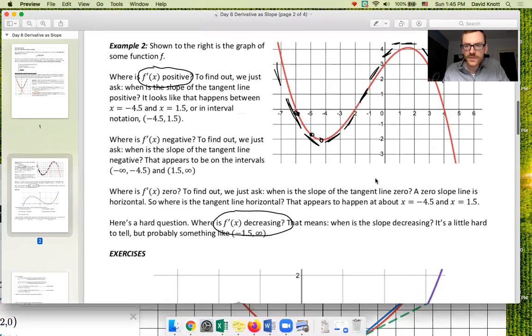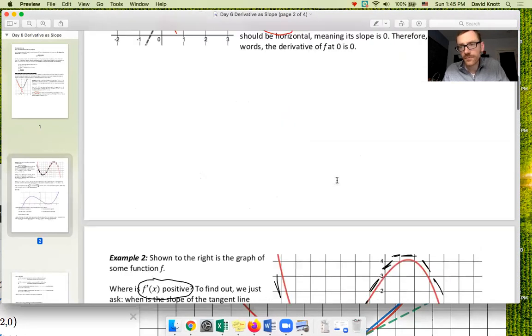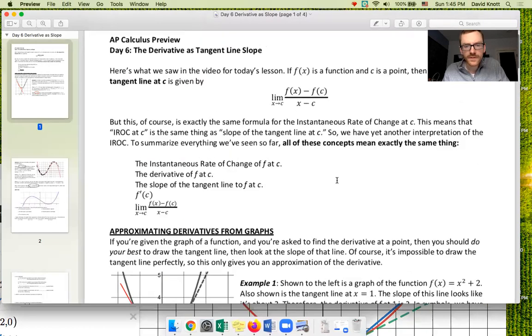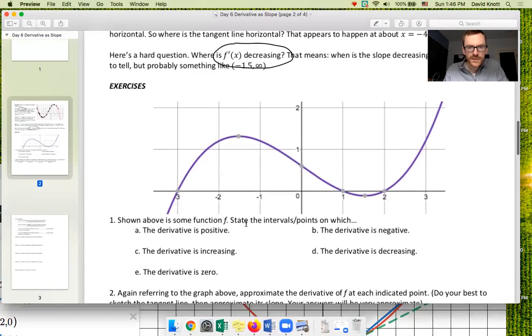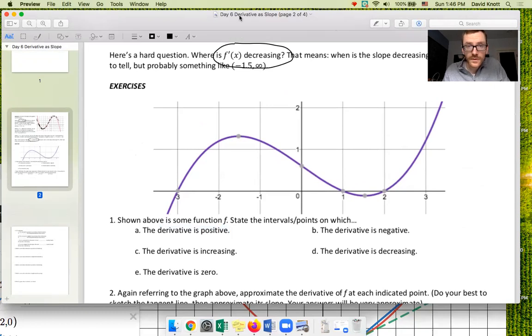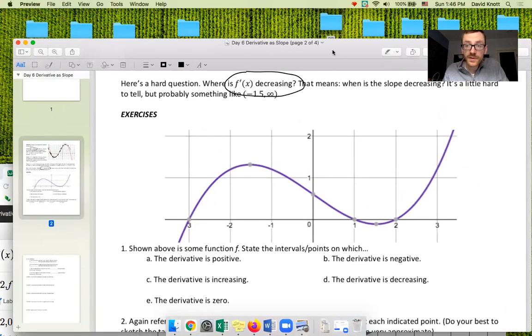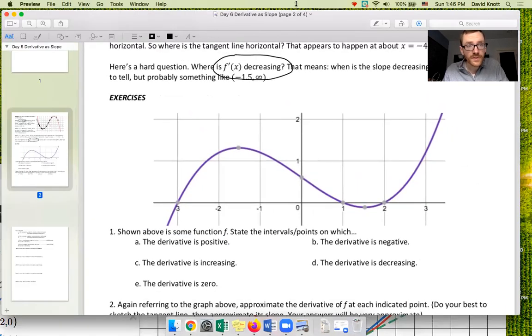Here's the worksheet from yesterday with the work that I did on the PDF during yesterday's video lesson. Let's go ahead and do some of these problems. We've got some function f, and I want you to state the intervals or points on which, first of all, the derivative is positive. Well, the derivative, of course, is the slope of the tangent line. That's what we established yesterday. And so you're just asking, where is the slope of the tangent line positive?